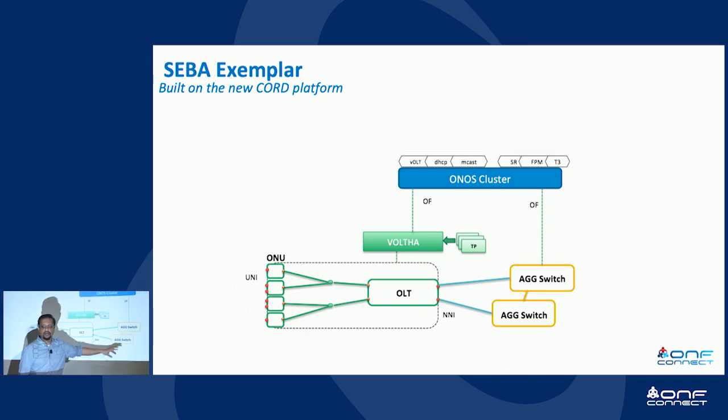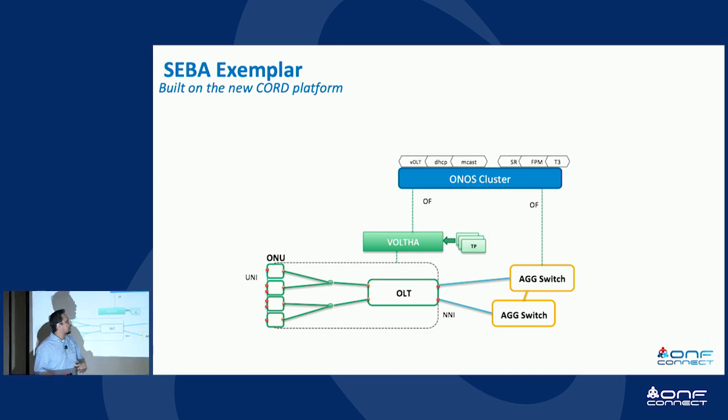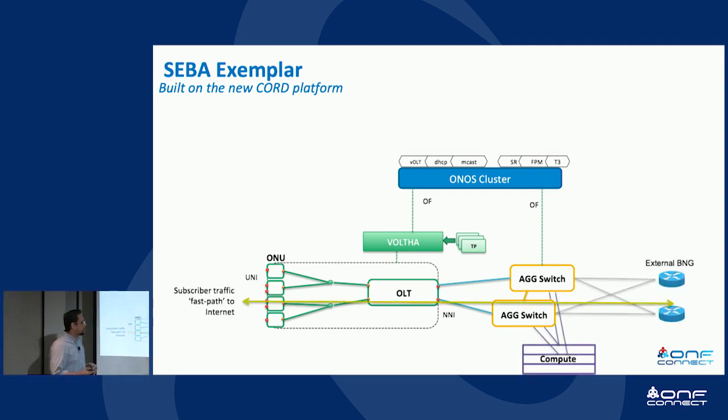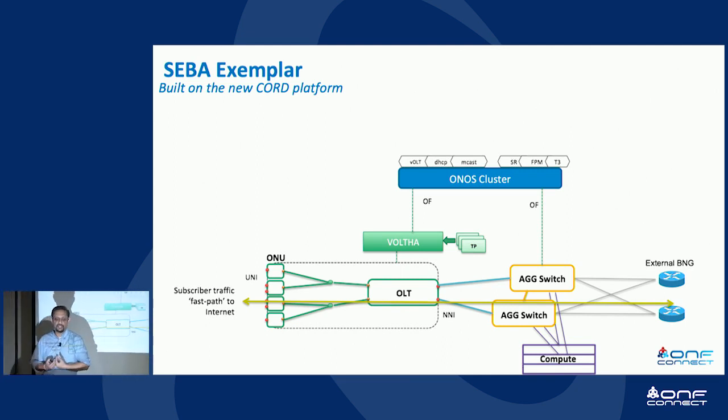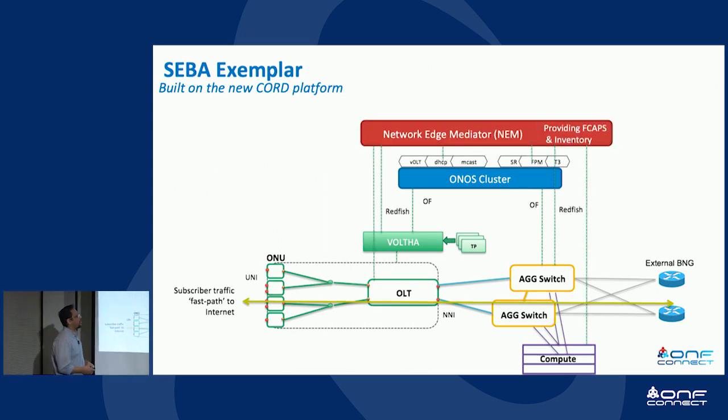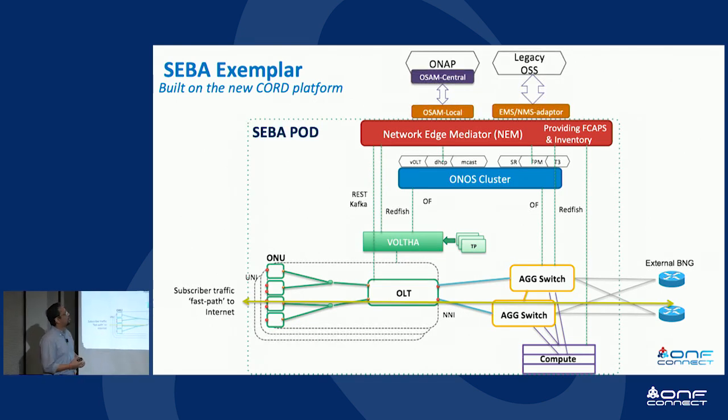It's a part of a fabric, a leaf-spine fabric, or you can use just individual switches, one switch or two switches in an active-backup mode, and that too is managed by the SDN controller. So that equipment can then connect to external routers, external BNGs, and I'll talk about that a little bit later, and also to the local compute environment where all this software is running, but it can additionally include third-party services.